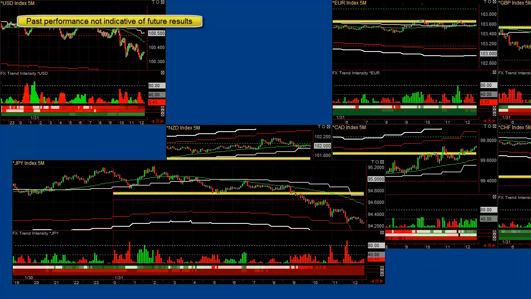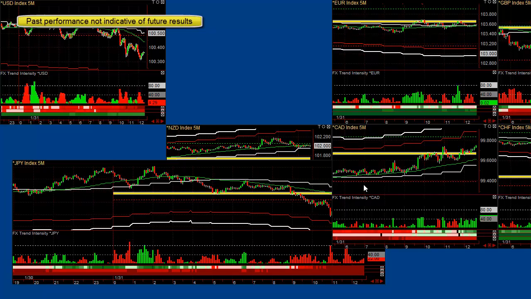The euro's underneath its hourly. The pound is as well. The Swiss is. The CAD at 7 is pretty much above its hourly and kind of going sideways. It's below its point of control, unfortunately. But more than likely, the CAD yen would be a decent one to trade.